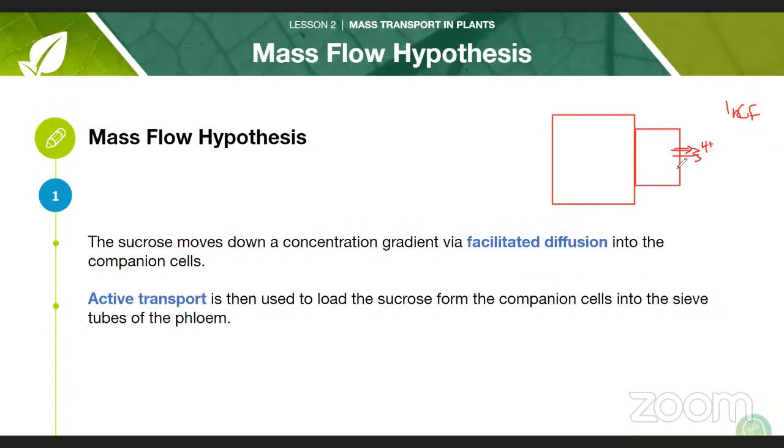This creates a concentration gradient for the protons. So there's low H+ here, and there's high H+ here, which means that protons can now move back into the cell by facilitated diffusion. And what are they facilitating the movement of? Sugars, like sucrose.